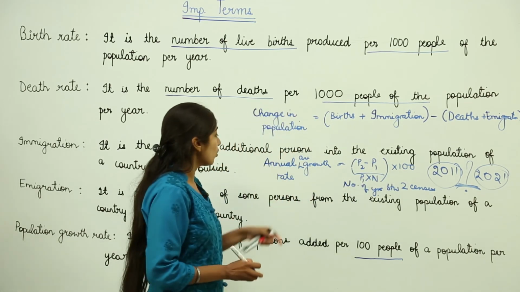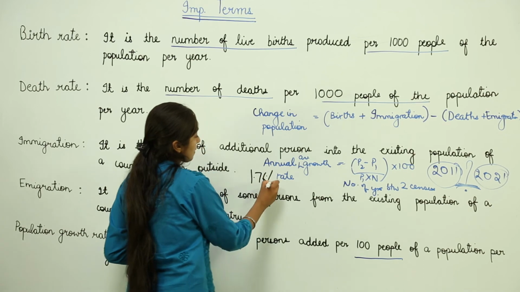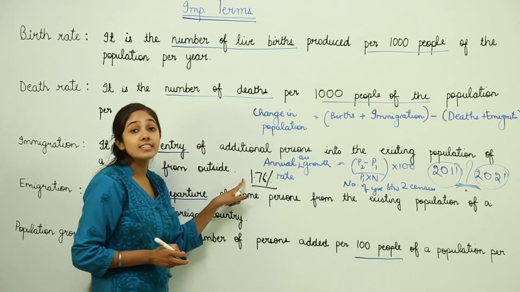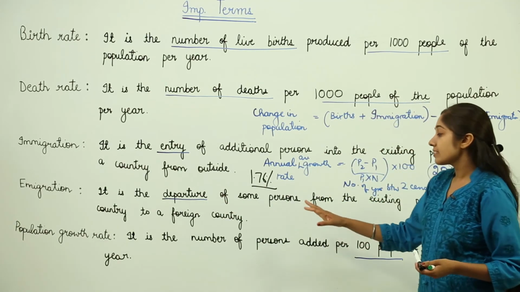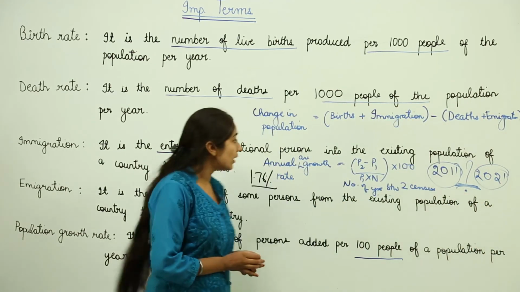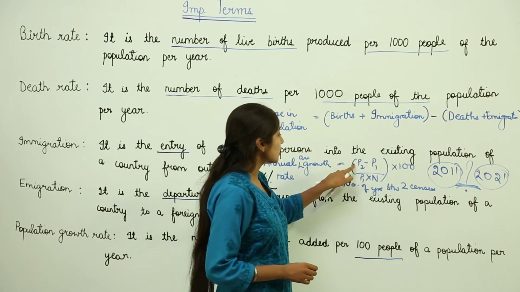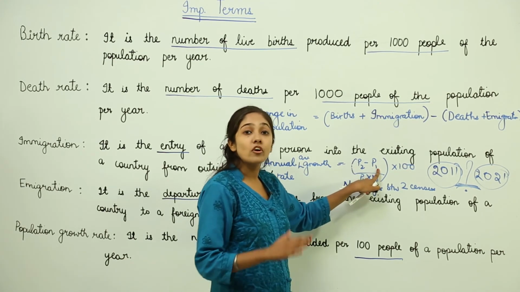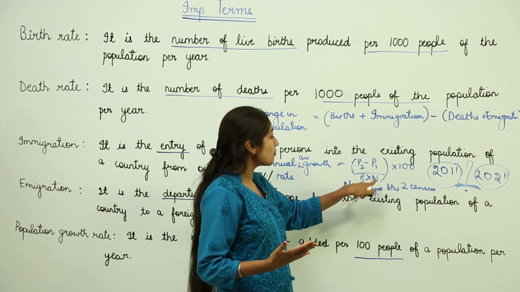Now the average annual growth rate in India is about 1.76%. So let us recall, population growth rate is defined as the number of persons added per 100 people of a population per year. And how will we calculate this annual average growth rate? (P2 minus P1) upon P1 into N into 100. P2 is the population size according to the present census, P1 is the population size according to the previous census, and this N is the number of years between two censuses.